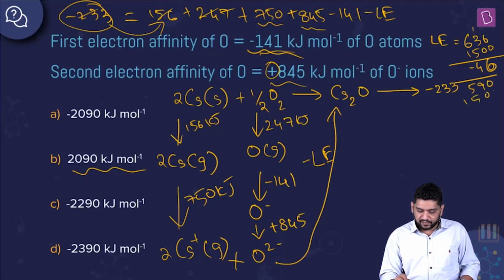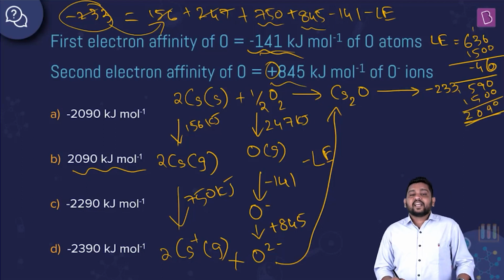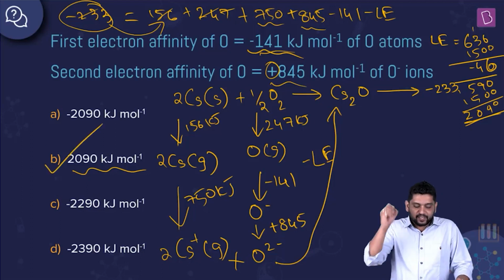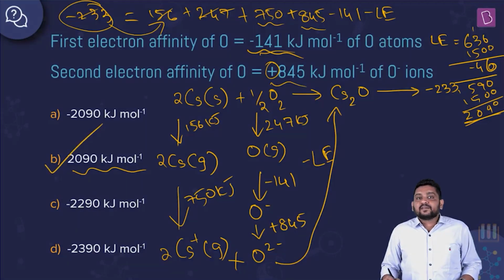plus 1500. This is what I'm getting. 2090, right? So 2090 is going to be the lattice energy here. Obviously, it had to be B, but yeah, whatever. So our correct answer is B option.